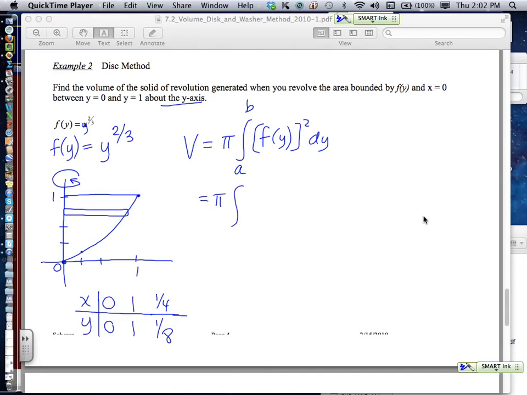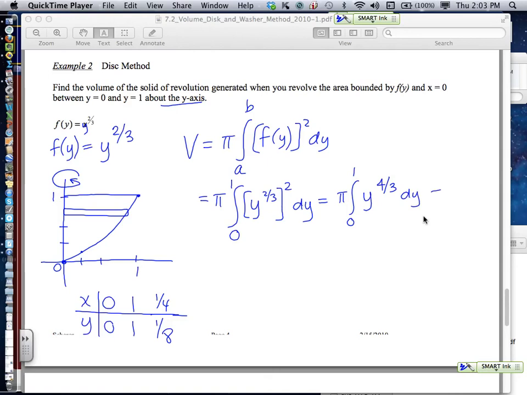So I have pi times, what are my limits of integration along the y-axis? 0 to 1, okay? My f of y is y to the 2/3 power. I have to square that. And I'm integrating with respect to y. So first do the squaring and then do the integration. So pi times the integral from 0 to 1. When I square the 2/3, remember a power to a power, you're multiplying. So that should be y to the 4/3 power dy.